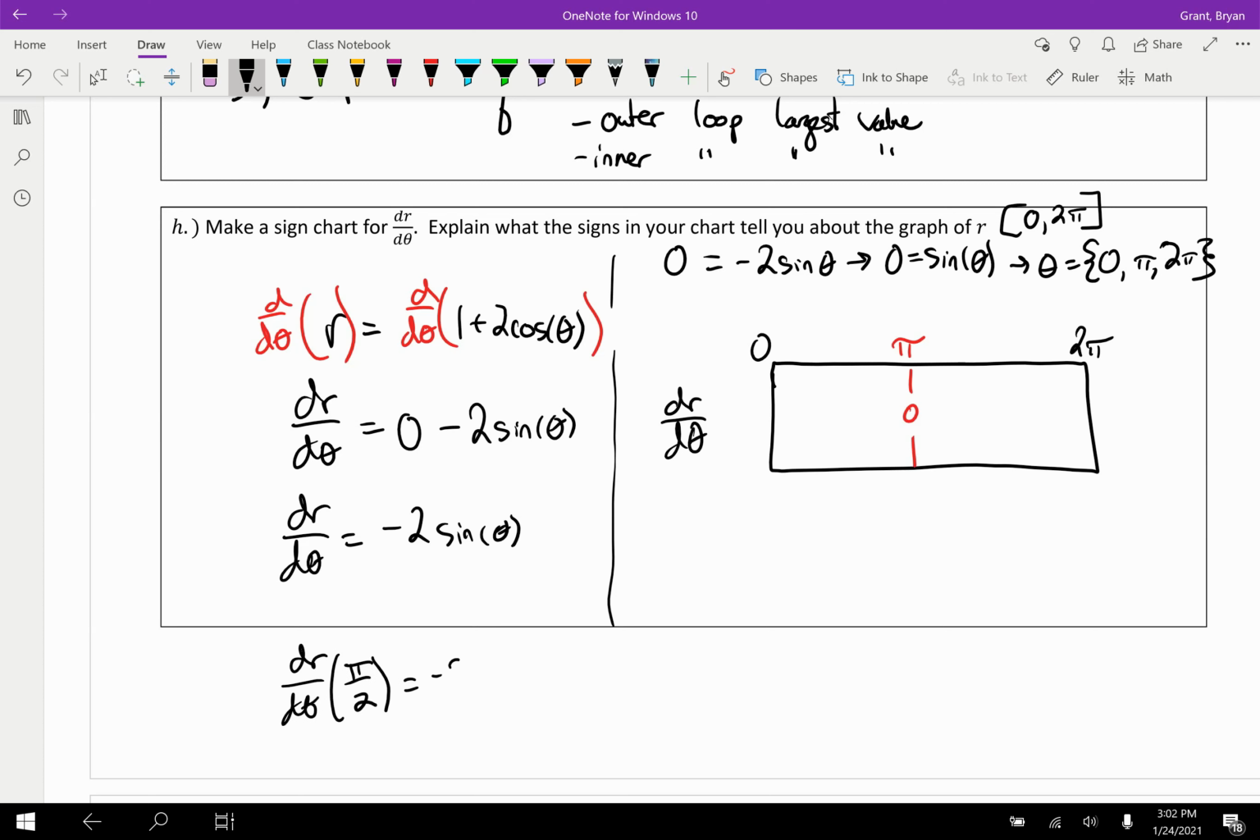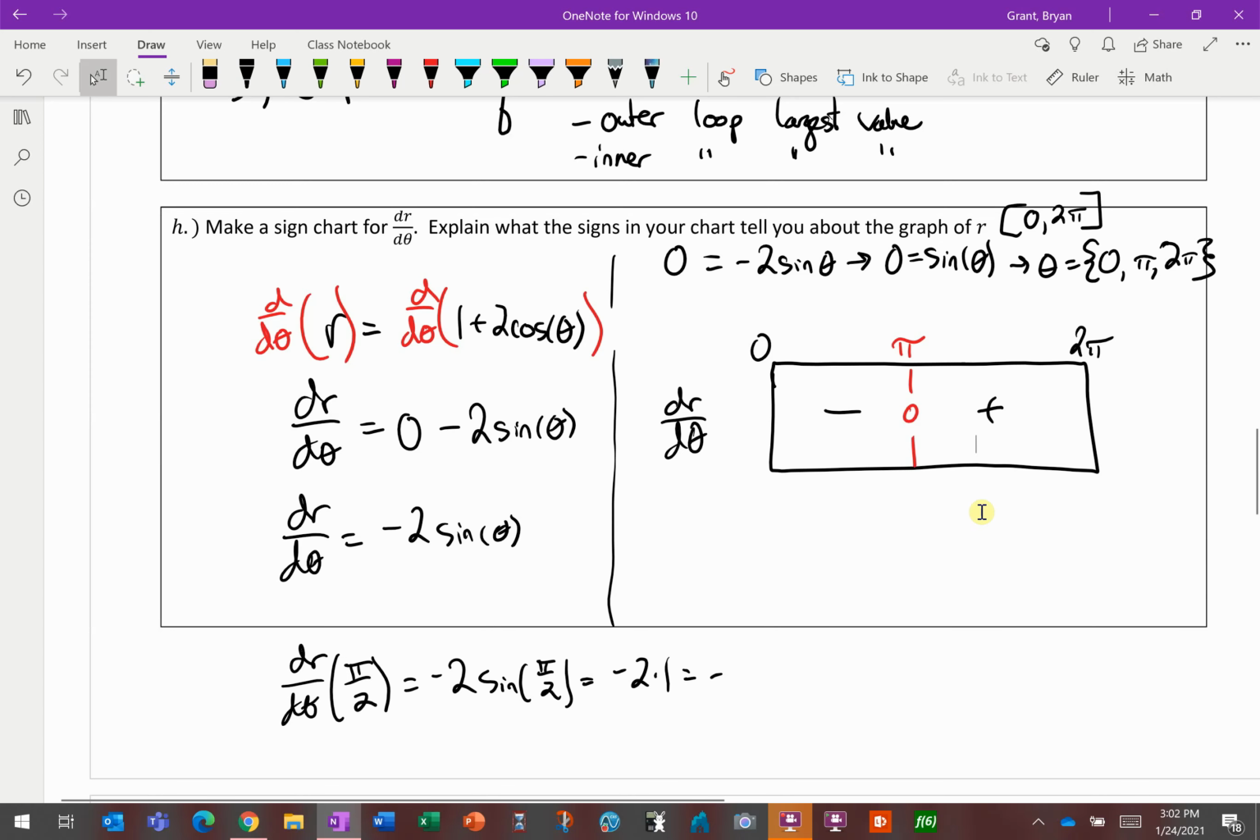So why don't we think about using pi over 2? That's an easy value here, isn't it? Sine of pi over 2, which is negative 2 times 1. That's a negative value. And I bet you're going to guess what happens over here, and you'd be right. You end up getting a positive value. Well, what does that tell us then? Maybe we can see this a little bit more clearly looking at that Desmos graph again. It says from 0 to pi, we're negative, and then from pi to 2 pi, we are positive.